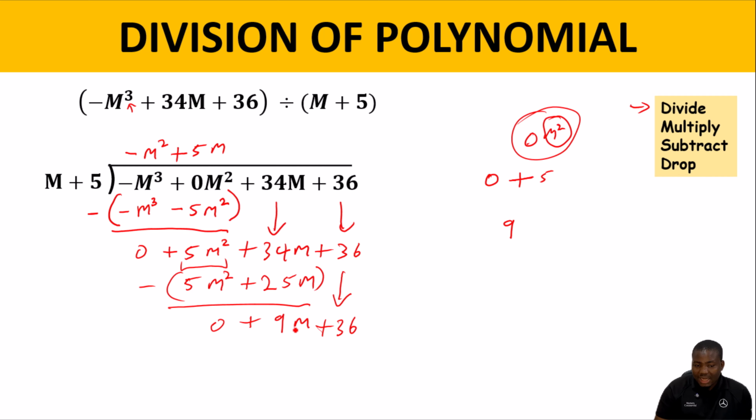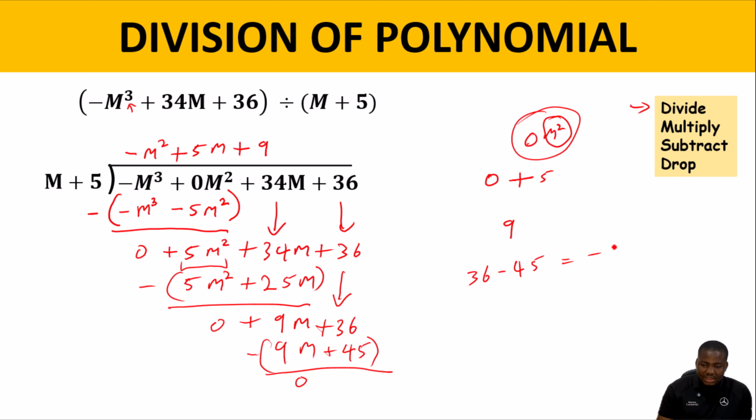Now, what do we do from here again? We divide. 9m divided by m, we have 9. 9 times m, we have 9m. 9 times 5, we have plus 45. When we subtract this, is 0. So we have 36 minus 45. That's negative 9. So we have negative 9.